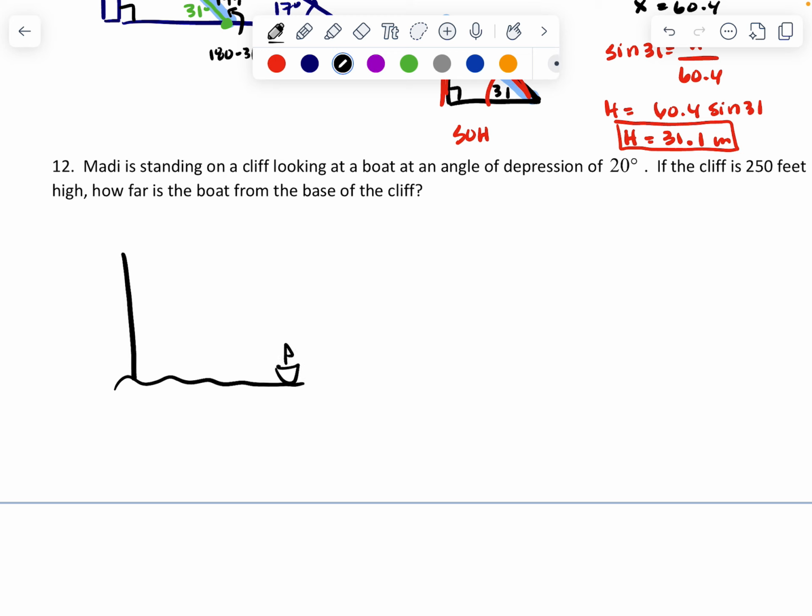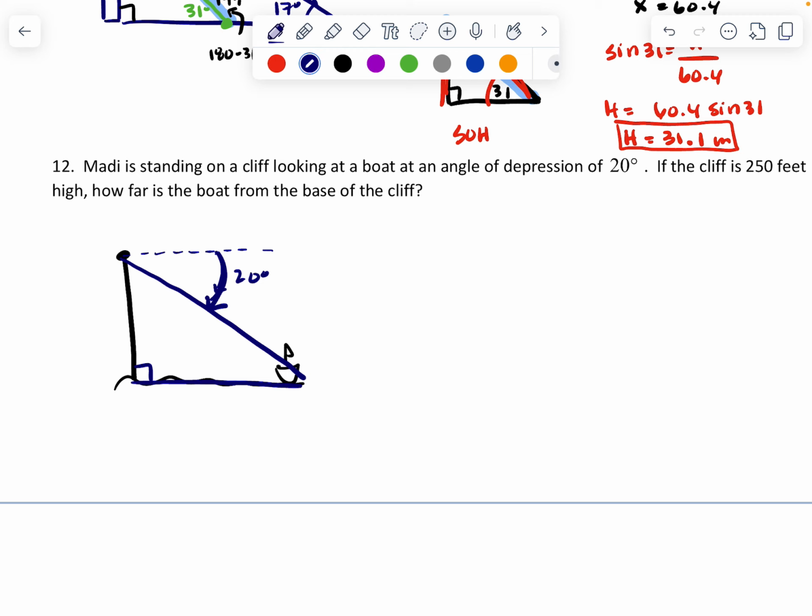So Maddie is standing on top of this cliff looking at the boat at an angle of depression of 20 degrees. If she's looking straight out, the angle of depression is looking down from that, right? So this right here is your 20 degrees. She's looking down at this boat at 20 degrees, something like that. So this is the triangle that's being made. Sorry, I should have made it a little bit better. This you can assume is a 90 unless it says otherwise.